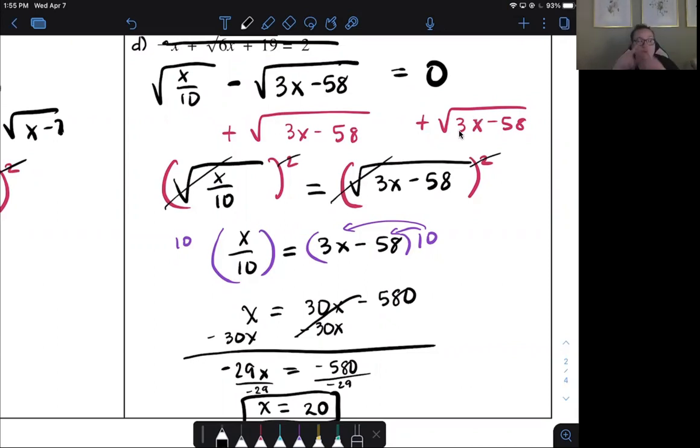I'm going to leave it up to you to go back and check and make sure that we don't have an extraneous solution. And if we do have an extraneous solution, make sure you tell me about it when we go over our extra practice. So go ahead and get started on your extra practice and let me know when you're done.